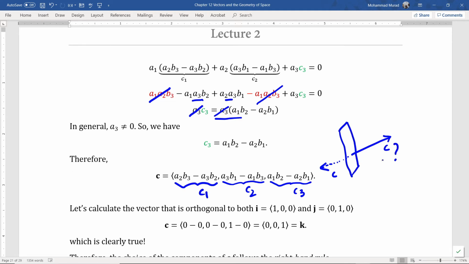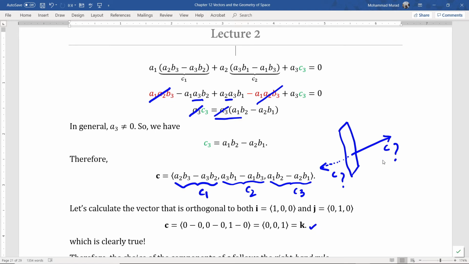So which one have we obtained by this definition? Let's calculate the vector orthogonal to the unit basis vector in the positive x direction and the unit vector in the positive y direction. So we are calculating the vector c, which is orthogonal to the vectors i and j. By applying the formula, we get this vector with components 0, 0, and 1. So we have the vector k.